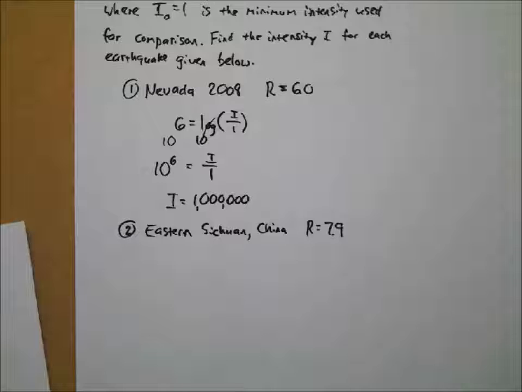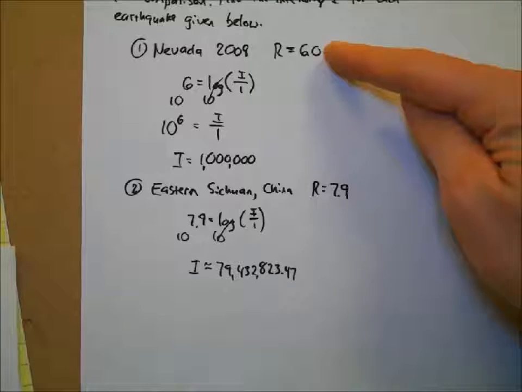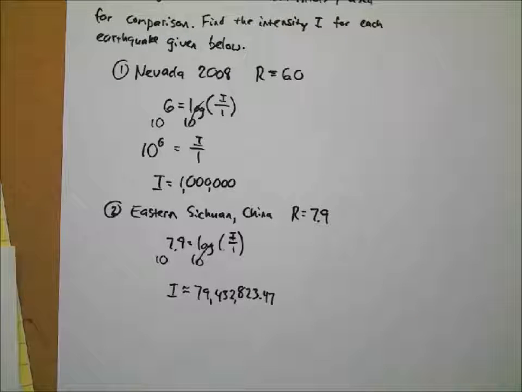Okay. So you should have gotten something like this. So kind of interesting here, right? While we only increased on the Richter scale from a 6 to a 7.9, so we went up by 1.9 points on the Richter scale, but look at the intensity. The intensity went up by a much bigger factor there, right?